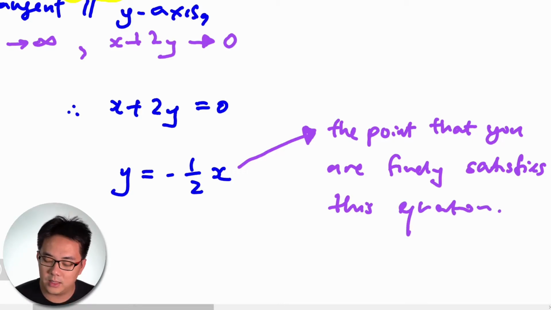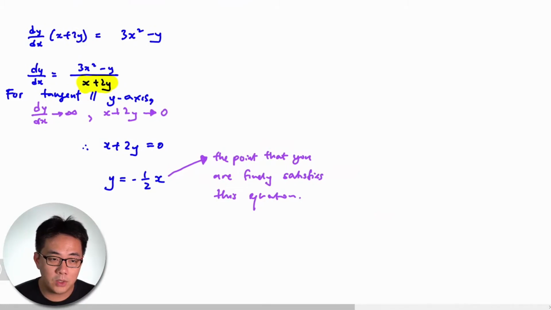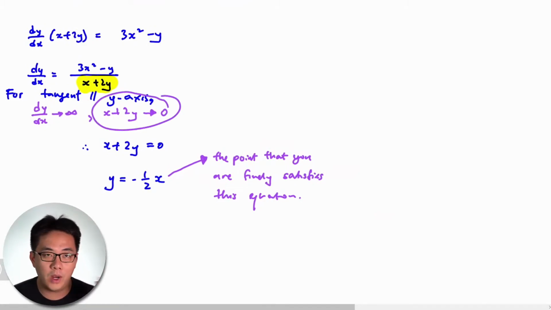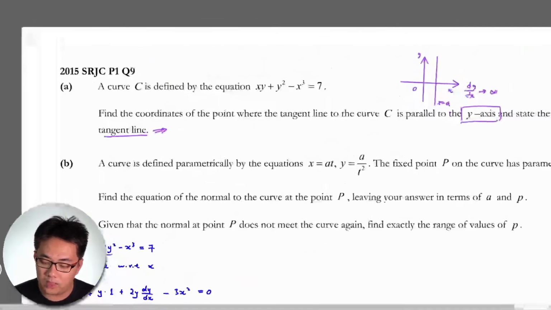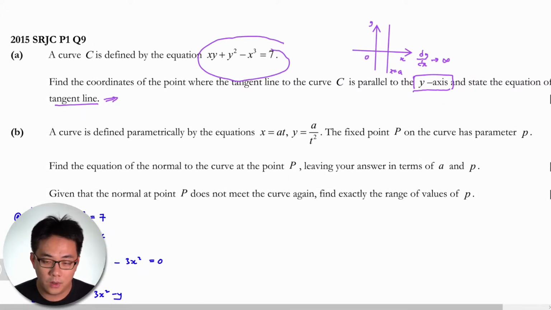Okay, it satisfies this equation, because you gave it a rule where x plus 2y has to be equal to 0, and in order for it to be 0, you have to satisfy this equation here, right? Now the other part is please don't forget that you need to satisfy the curve equation as well. The best way is just to illustrate using the graph.